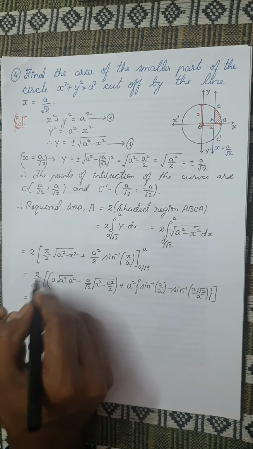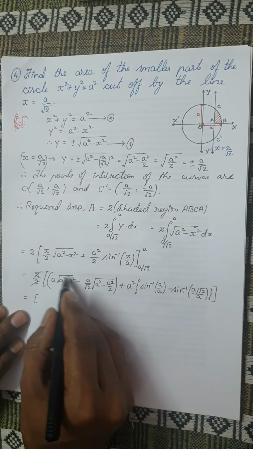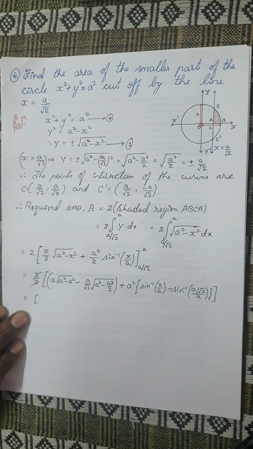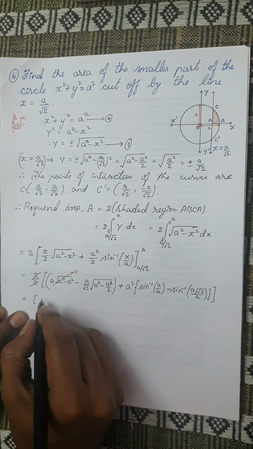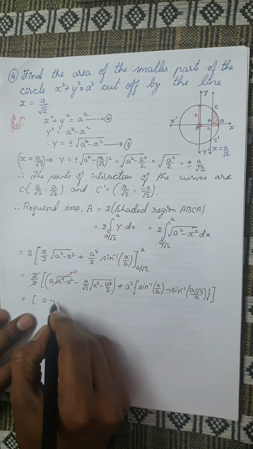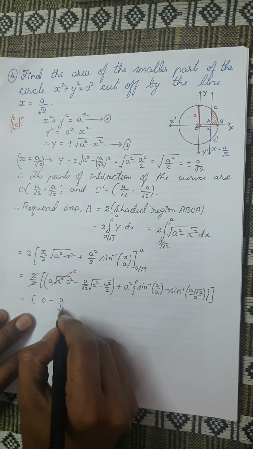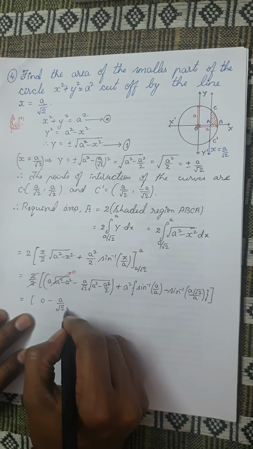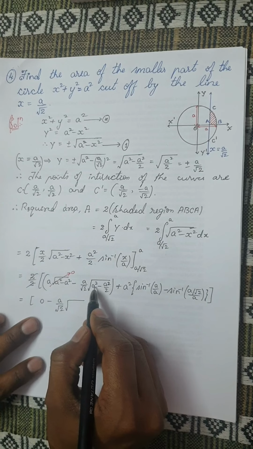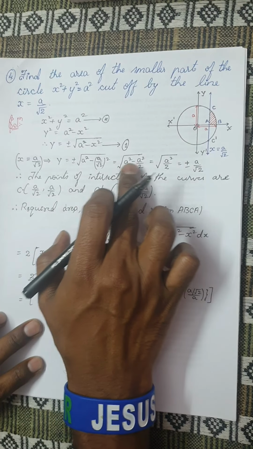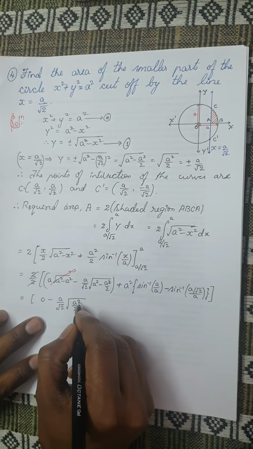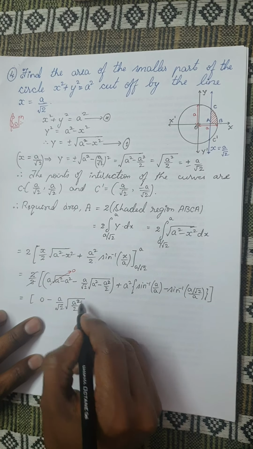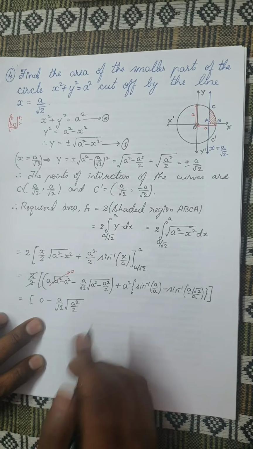Here 2 and 2 will get cancelled. I have nothing here, and this term will be completely 0. Why it is 0? Because a square minus a square, so it is 0. Okay, minus, remember, it is a divided by root 2 into, once again it is root of a square minus a square by 2, as we have done here. That is nothing but root of a square by 2. Because if you take a square common, it is 1 minus half, that is nothing but half.